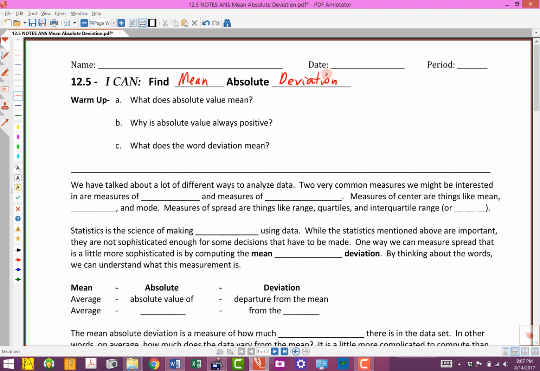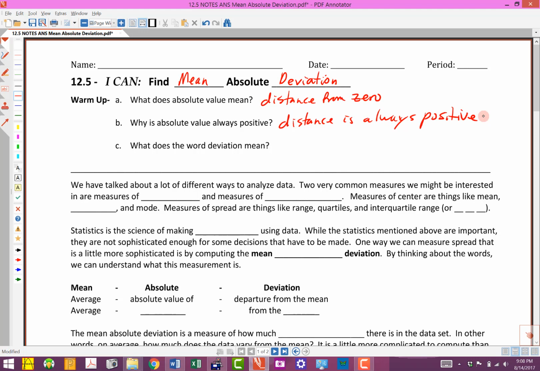So let's warm up by talking about what absolute value means. Remember, absolute value means the distance from 0. When we talk about the absolute value of a number, we're talking about the distance from 0. And then the question is, why is absolute value always positive? That's because distance is always positive. If absolute value is distance, and distance is always positive, then absolute value always has to be positive.